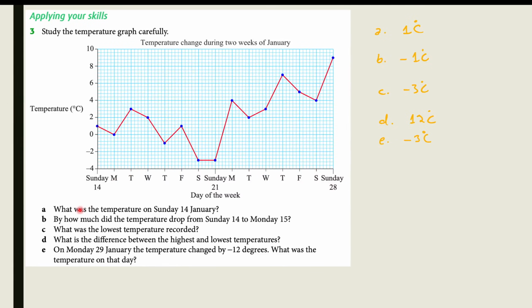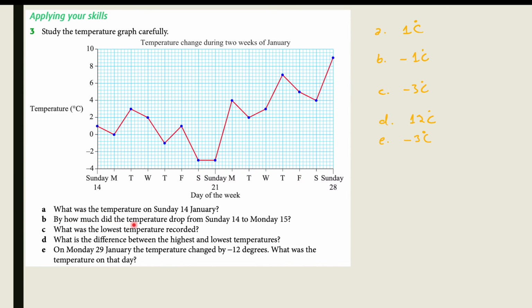The very first question is, what was the temperature on Sunday 14th January? Sunday is the very first day in the graph. It asks us the temperature on the 14th of January. Here the dot you can see is between 0 and 2, in the center, which means it's 1. So the temperature on Sunday 14th January was 1 degree. The answer to the first one is 1 degree.